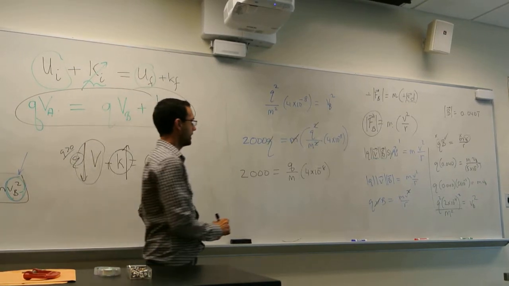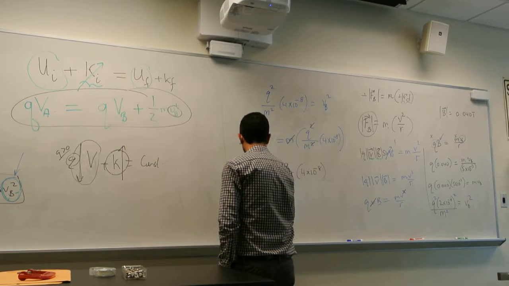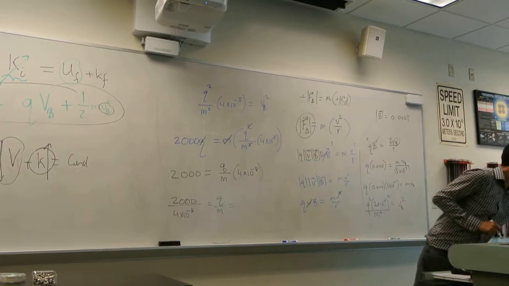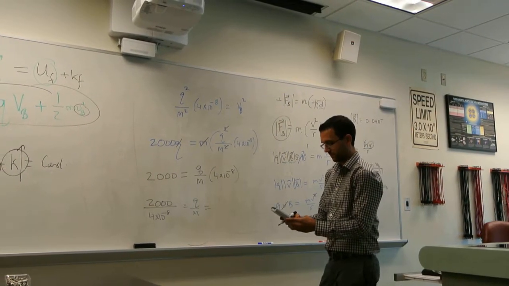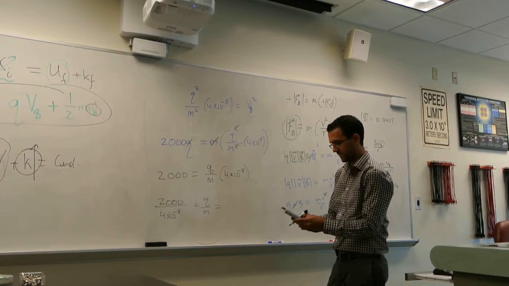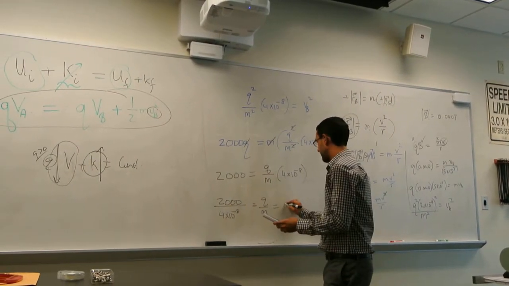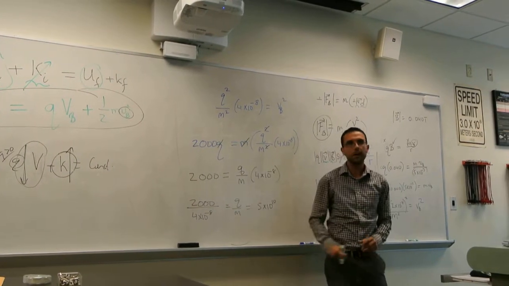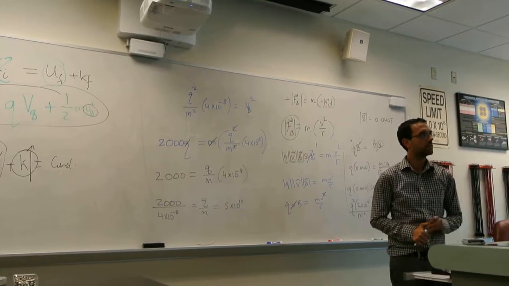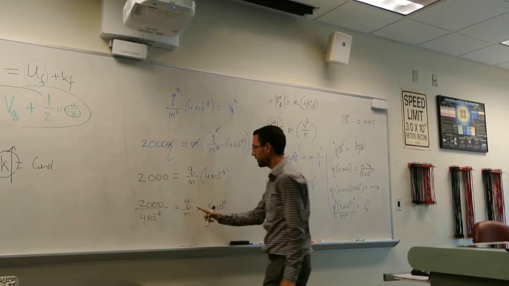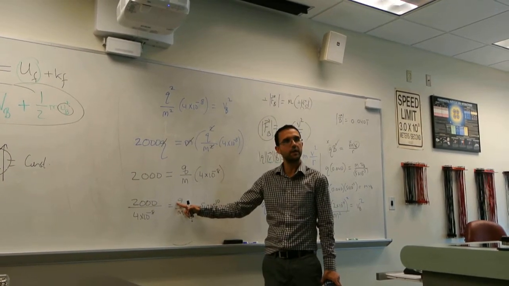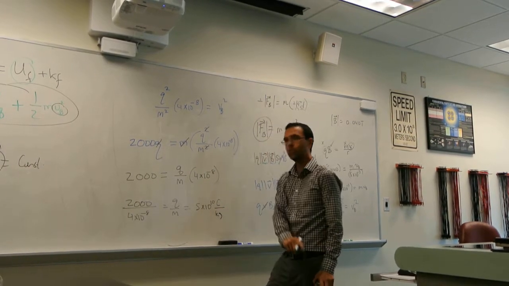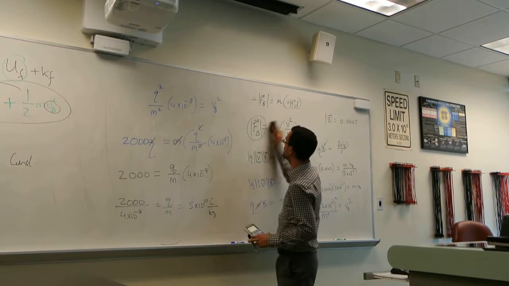Okay. I'm going to divide. So I have 2000 divided by 4 times 10 to the minus 8 is equal to Q over M. So let's see what we get here. 2000 divided by 4 times 10 to the minus 8. So I'm left with 5 times 10 to the 10th. But wait a second. Was I looking for Q over M or was I looking for M over Q? M over Q. And by the way, what would the units be for this? What are the units for the numerator? Charge? Coulombs. And what are the units for mass? Kilograms. Right? So coulombs per kilogram, but I'm not looking for charge over mass.